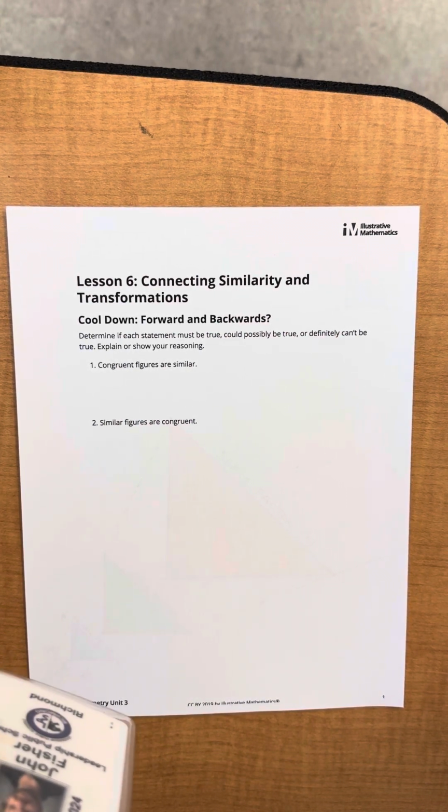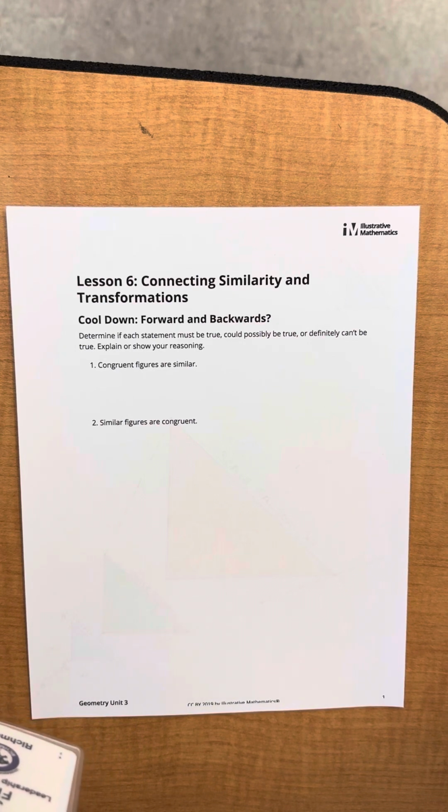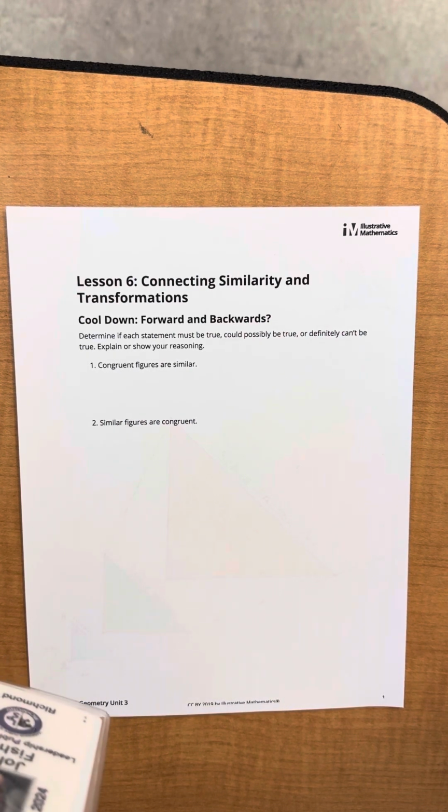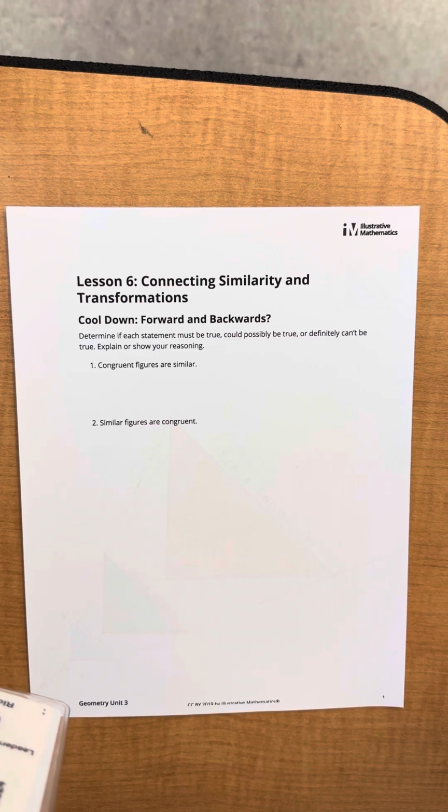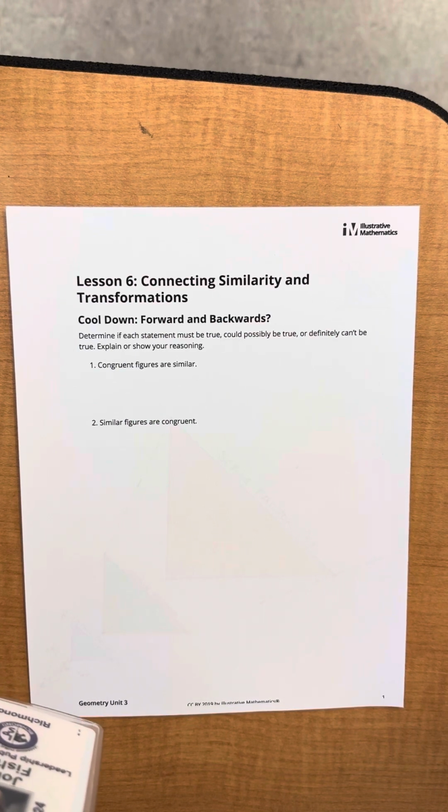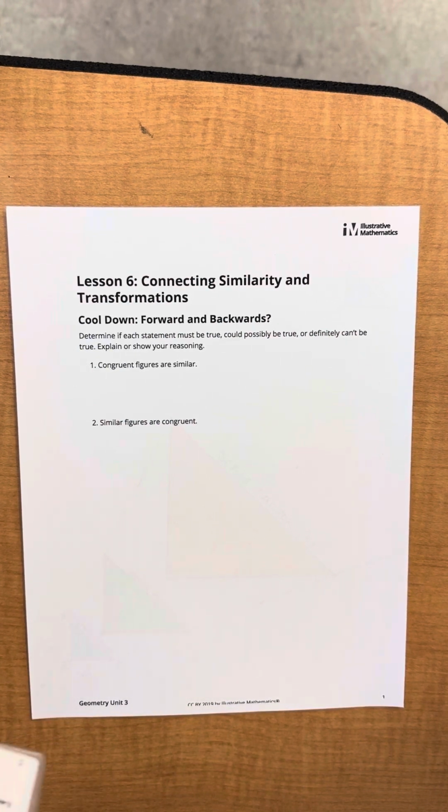So the first thing I would underline on that is the word must. The second is could, and the third is can't. So you got to determine these two statements: must be true, could be true, can't be true. So congruent figures are similar, similar figures are congruent. You'll see on the cool down there's no figure to help you.